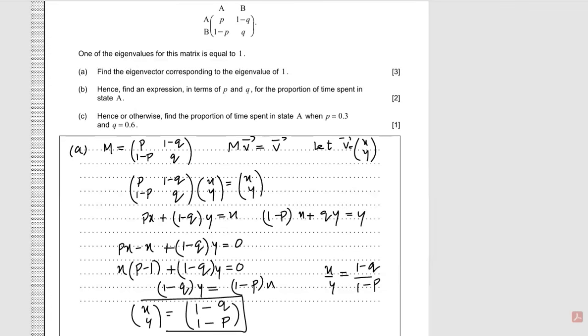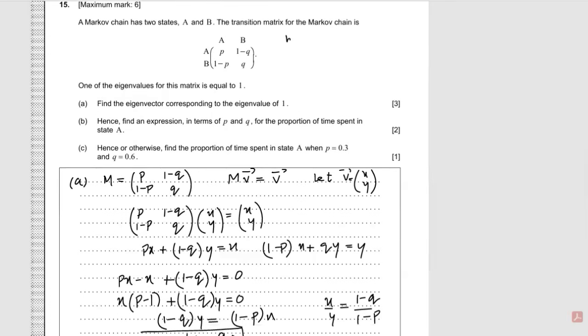All right, let's take a look at part B. Hence find an expression in terms of P and Q for the proportion of the time spent in state A. The steady state probabilities are found by turning the eigenvector into probabilities that add up to 1. For part B, I need to add the entries, so that's 1 minus Q and 1 minus P. Some courses call this normalizing it.